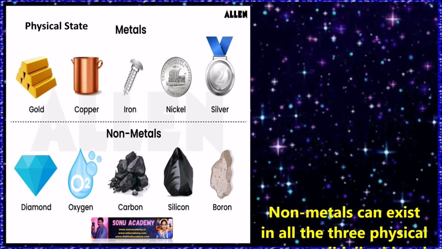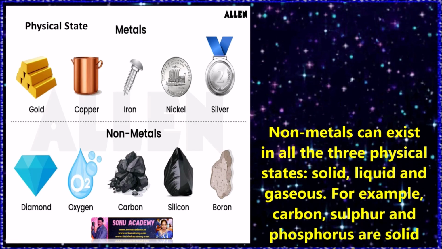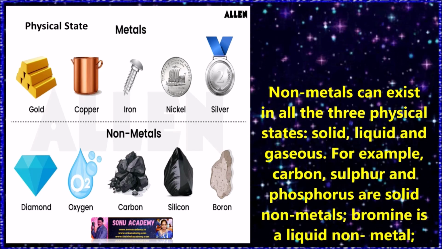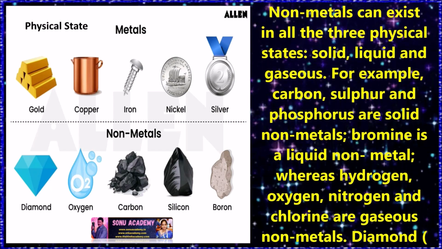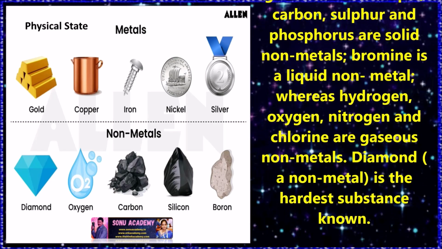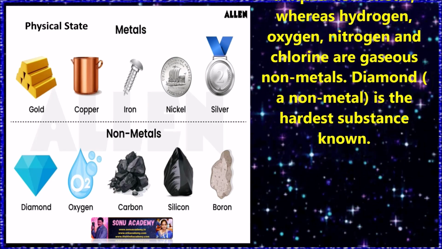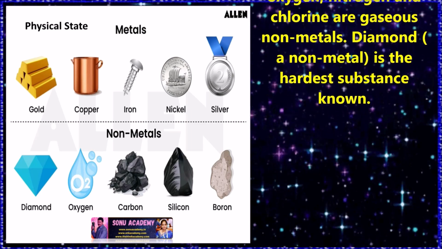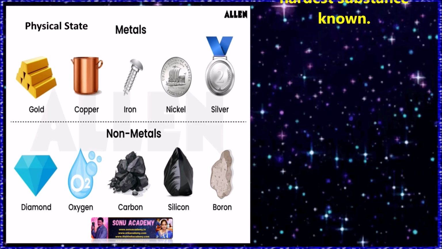Children, let us see the physical state of non-metals. Non-metals can exist in all three physical states: solids, liquids and gases. For example, carbon, sulfur and phosphorus are solid. Bromine is a liquid non-metal, whereas hydrogen, oxygen, nitrogen and chlorine are gaseous non-metals. Diamond is a non-metal and it is the hardest substance known.